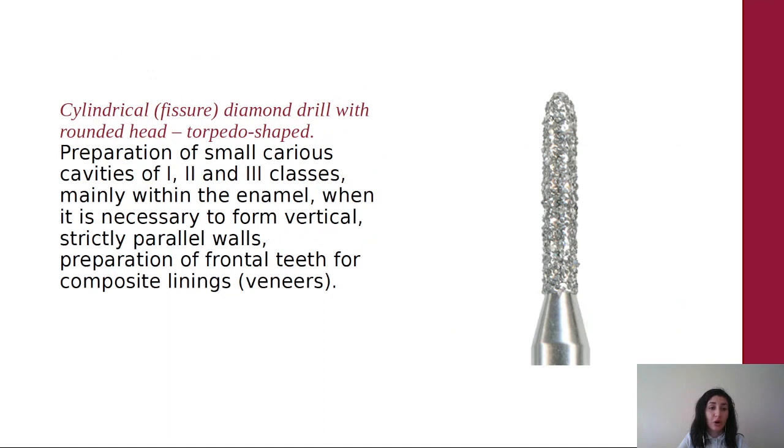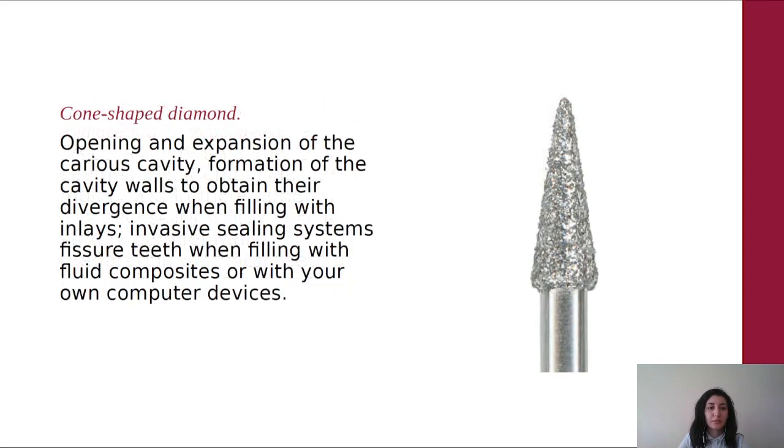Cylindrical diamond bur with rounded head, tapered-shaped: preparation of small carious cavities of classes 1, 2, and 3, mainly within the enamel, when it is necessary to form vertical strictly parallel walls, preparation of frontal teeth for composite veneers. Cone-shaped diamond: opening and expansion of the carious cavity, formation of the cavity walls to obtain divergence when filling with inlays, invasive sealing systems, fissure teeth with filling with fluid composites or with computer devices.